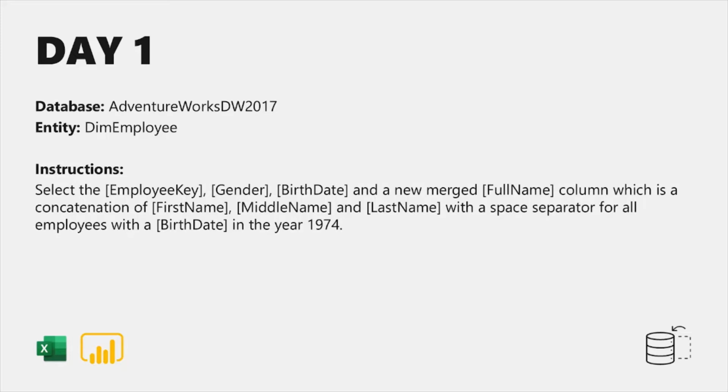This is just to see there's going to be a space between the names, which is a common case you find out there. Then for all employees with a birth date in the year 1974, which means that by the time we are done, the query should only return employees that were born in the year 1974. Right, so let's switch over to Power BI.